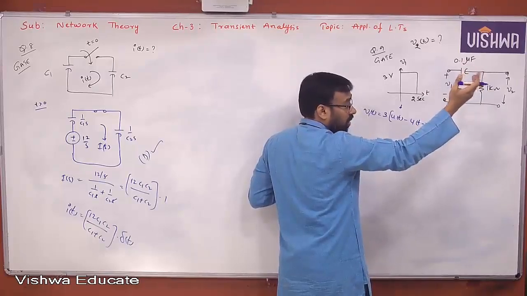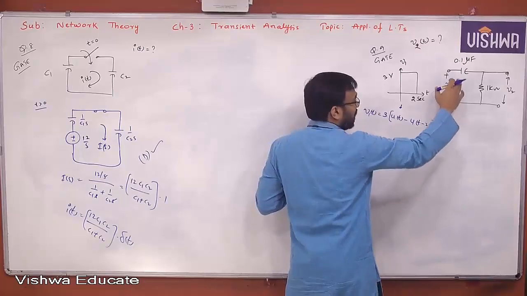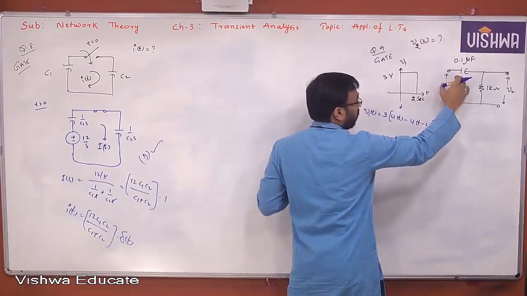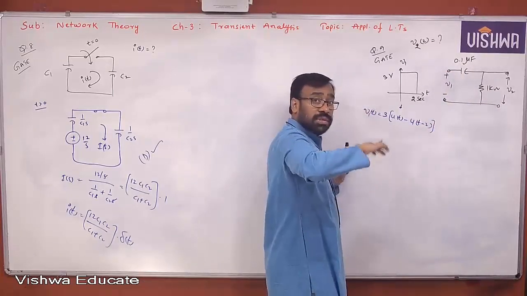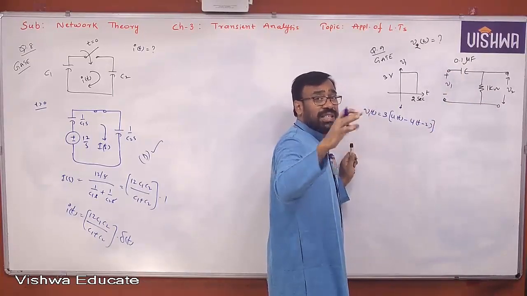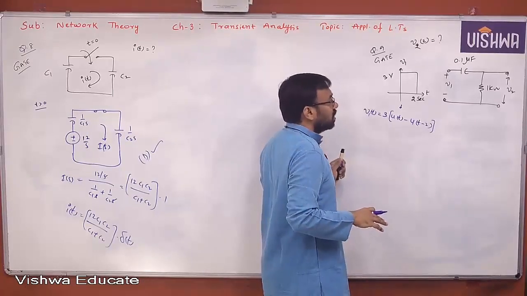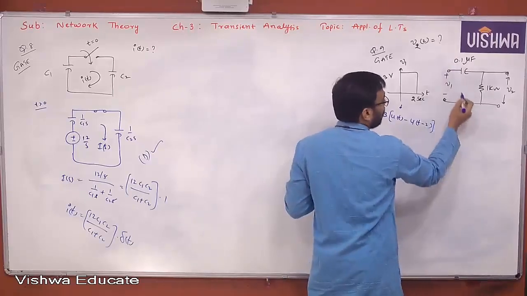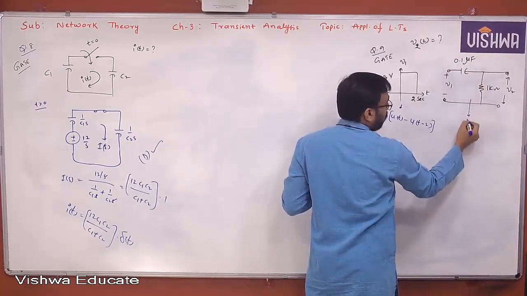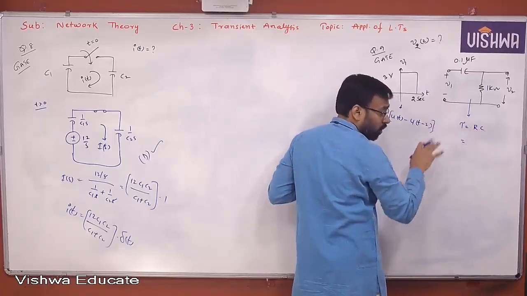The capacitor gets charged. The charging voltage, or the voltage across this capacitor, depends on the time constant. The time constant will decide how fast the capacitor will get charged. Now, my objective is to see what time constant I calculate. What is the time constant here? Let me calculate the time constant first.